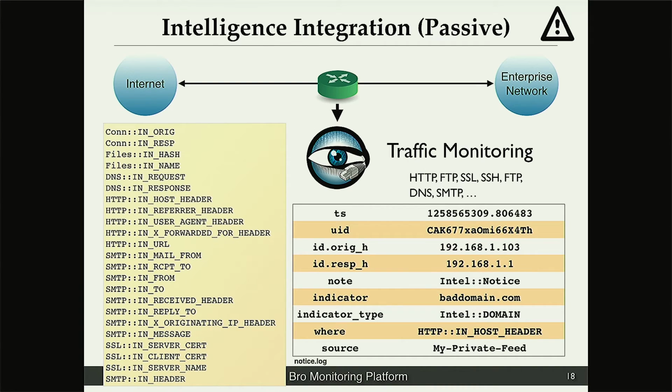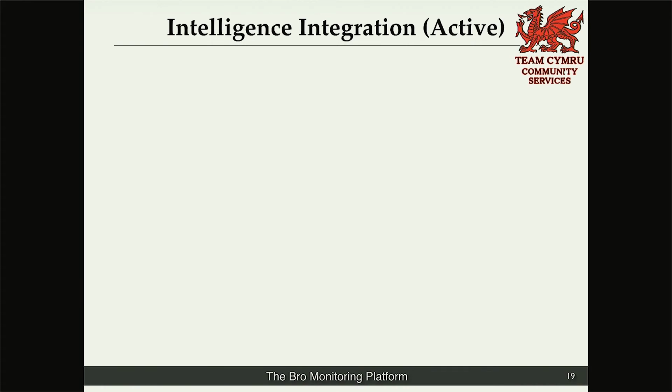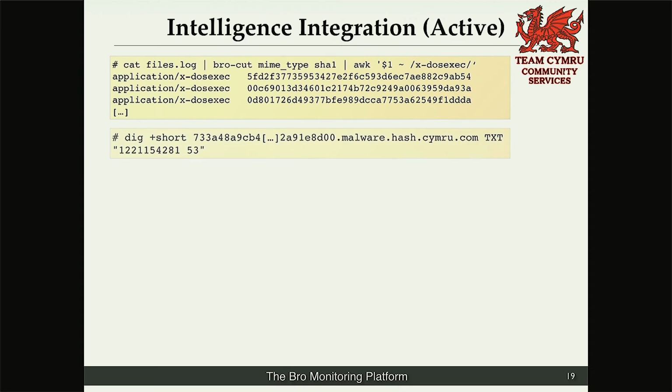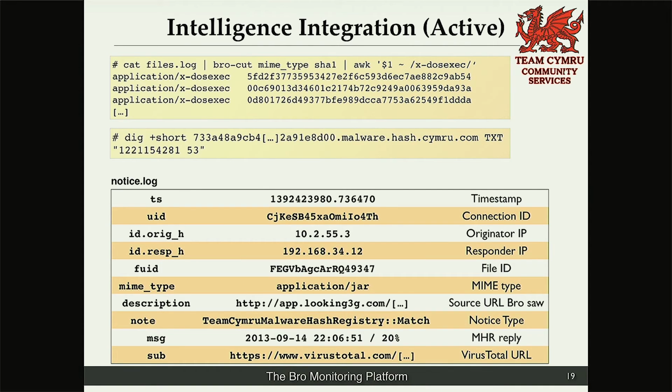I call this passive intelligence integration, in the sense that you provide the data from outside of Bro to Bro, you put it on disk or something. There's another version of that, which is active intelligence integration, where Bro actually goes out on demand and looks for stuff. You might know Team Cymru's malware hash registry. You have the hash of a malware, and you ask the malware hash registry via DNS: is that bad? Do you know about this? You could do that manually by getting the hashes out of files.log and doing digs, but actually Bro can do that in real time. As Bro finds a file, you can tell it to do a DNS lookup with the malware hash registry, and every time there's a hit coming back, it logs that.